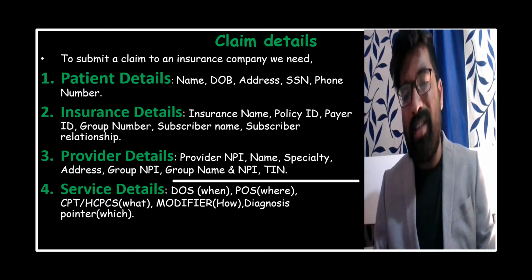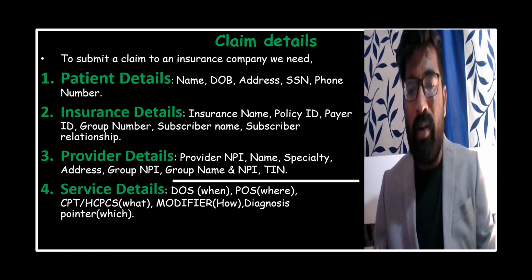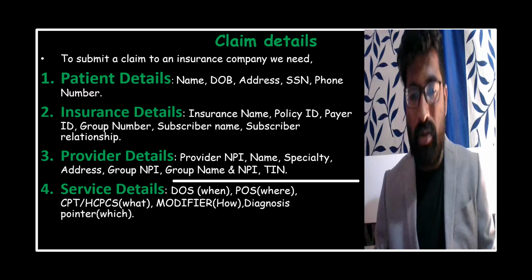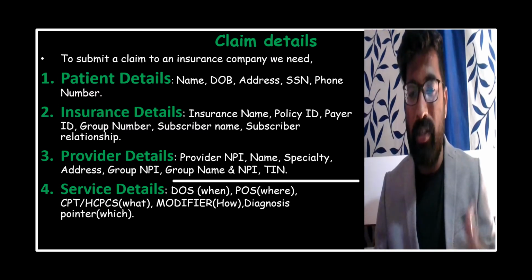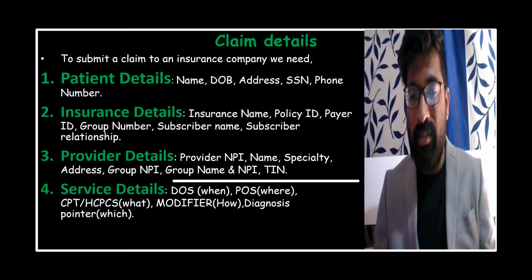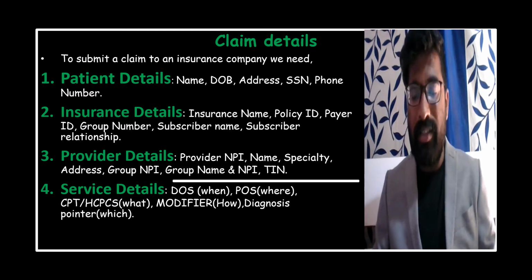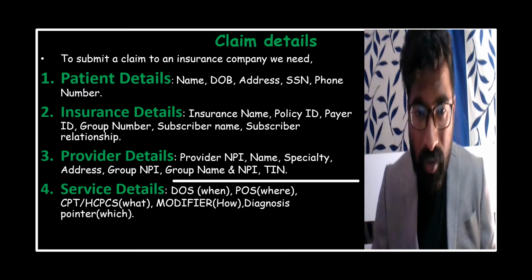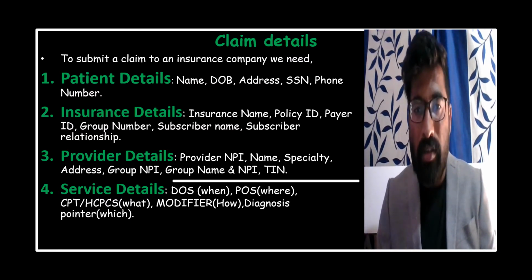And coming to the fourth one, service details. Service details are what kind of service was given to the patient, the date of service, when the service was done, the place of service, where the service was done, and the CPT codes, what kind of CPT codes or ICD codes apply. Also how the service was done, by the modifiers, and the diagnosis pointer, which points to the diagnosis code that describes the disease and what was done to the patient. So these are the main things.